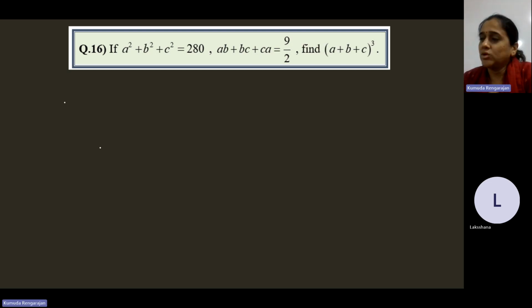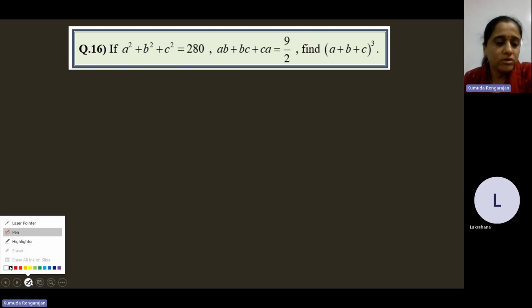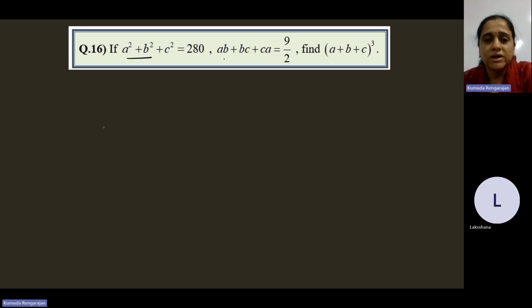So you'll have to write the identity relevant to the information given here. Here we have a squared plus b squared plus c squared is equal to 280 and ab plus bc plus ca is equal to 9 by 2. Find (a + b + c) the whole cube. You'll have to find out in which identity you find such expressions: a plus b plus c, a squared plus b squared plus c squared, ab, bc, ca. Which is that identity which has these expressions?